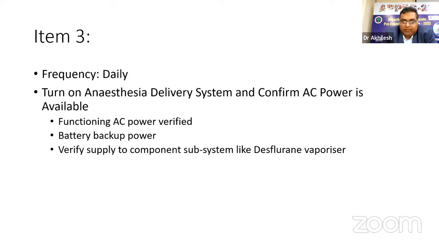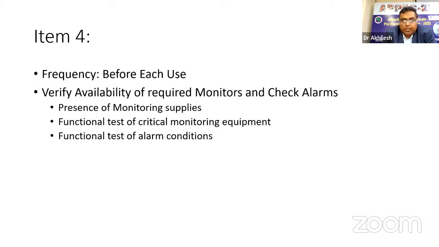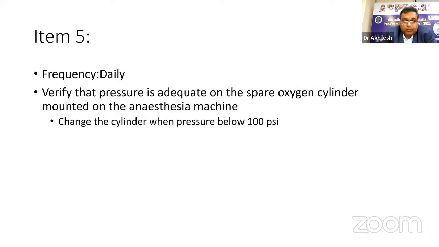Coming on to the third item, which has to be done daily, make sure that the AC power is verified if you are using the electric machine, and that electricity is there to supply the subsystems like the desflurane vaporizer also. Coming on to item number 4, which has to be done before each use, is the presence of monitoring supplies and a functional test of critical monitoring equipment. And yes, the alarms are working, all the things are there in place.